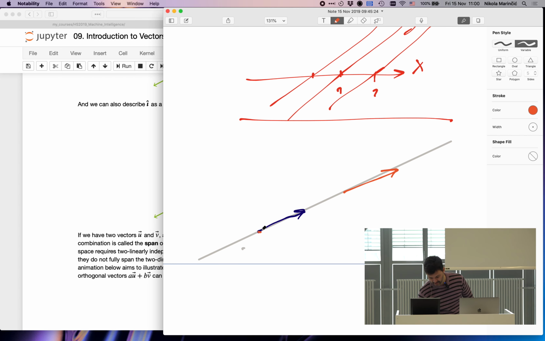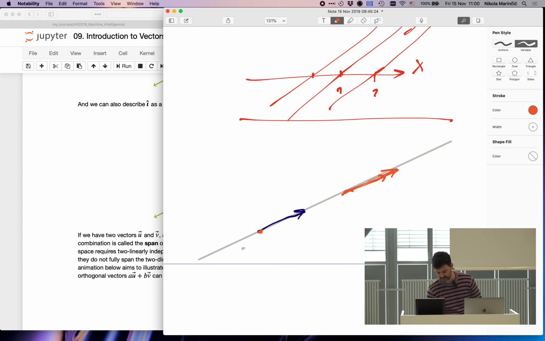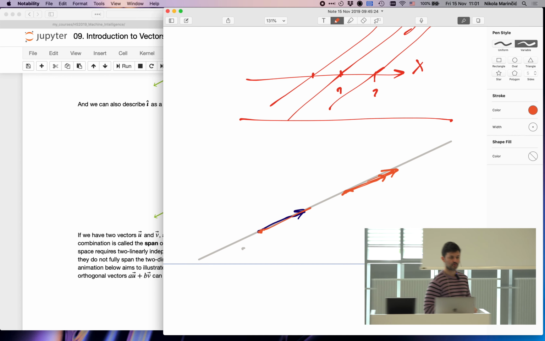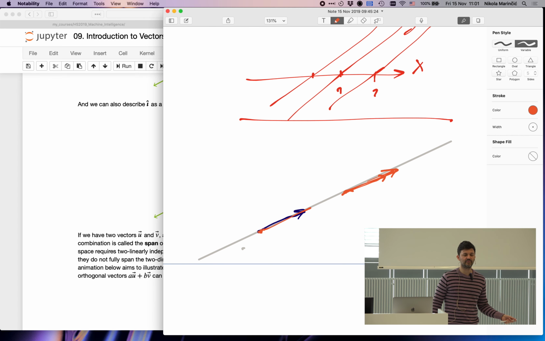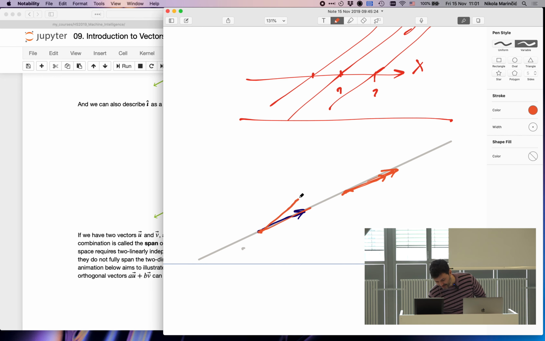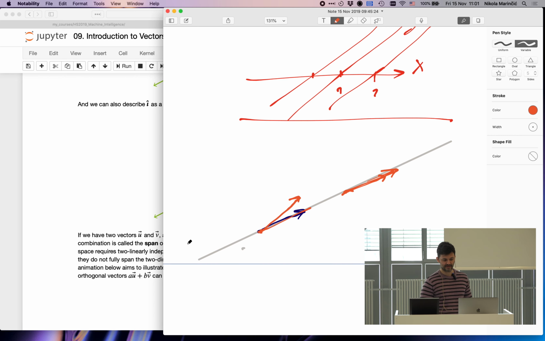Why? Because I can use this line, put it here, multiplied by some number, and create this vector. Or I can create this vector, put it back here, and then stretch it a little bit, and I get this one. So with these two vectors, although they are two vectors, I can reach only the same thing that I can reach with a single vector. But if they are not parallel, if one is just a little bit in a different direction, then with these two, I again can reach anything in this space.